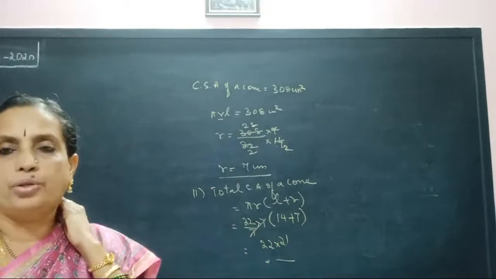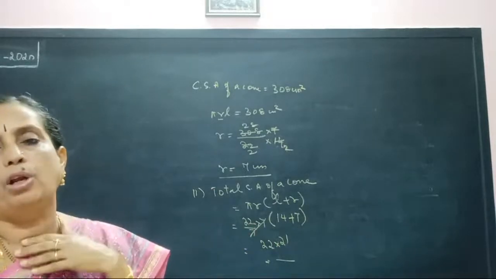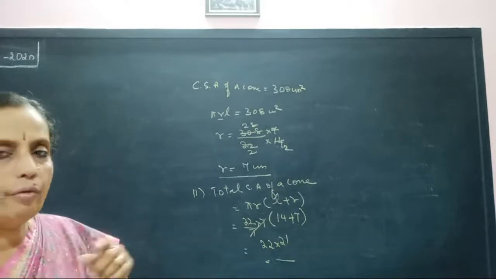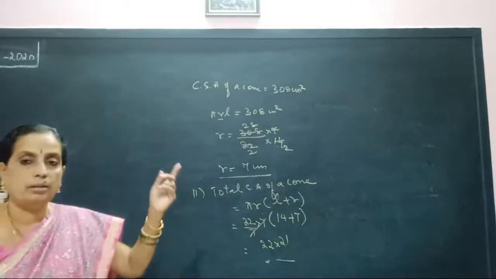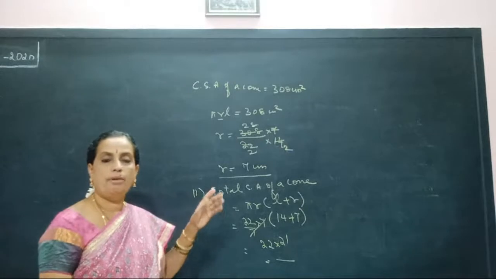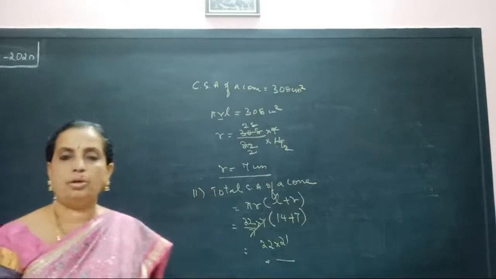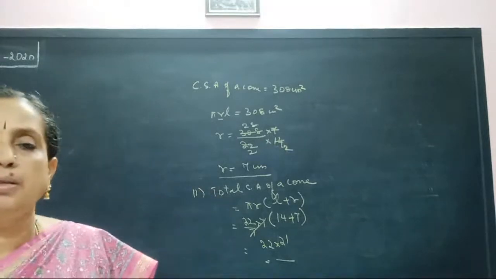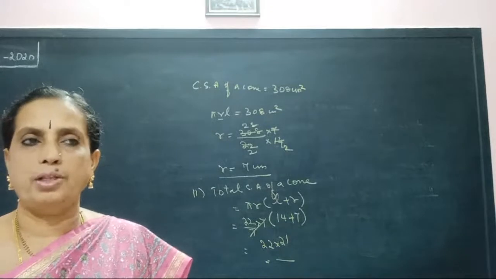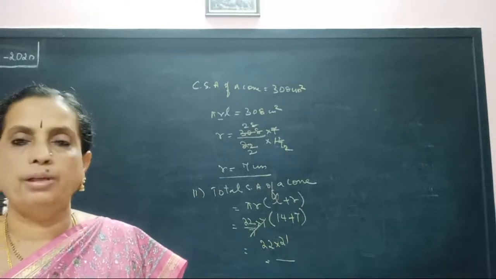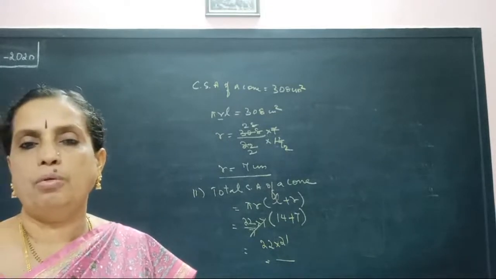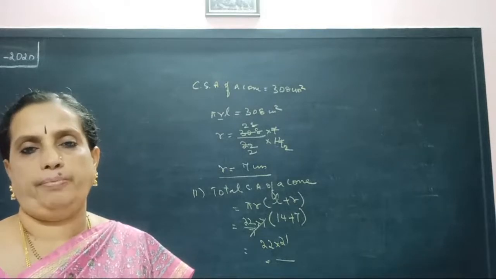Again, these many questions repeat when we go with the volume part. There also they will give the area, calculate the volume. To get the volume we require the radius and all. So don't consider that we are repeating. It is an interaction between the volume of the cone and the curved surface area of the cone. Okay?